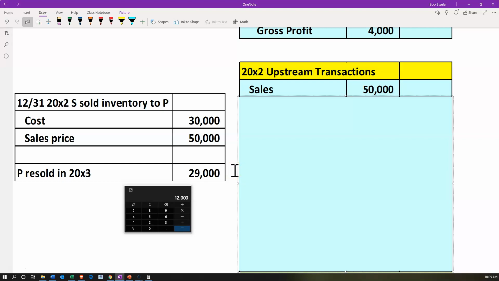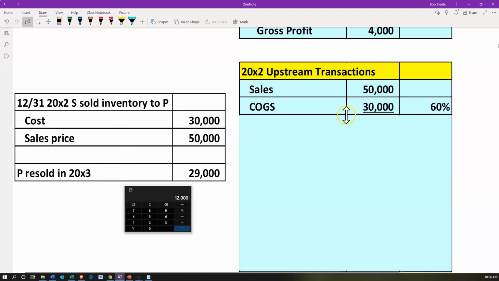Usually, again, we would think that if there was a sale intercompany that took place last year, then all the inventory would usually, you would think, be sold by the company that it was sold to in the current year. In this case, that's not the case, right? We still have some on the books at the end of the current year. All right. So S sold inventory to P. That's going to be the subsidiary to the parent or upstream sale. 50,000. Cost of goods sold, 30,000.